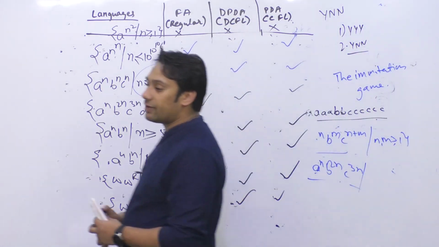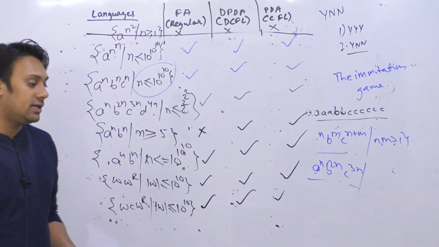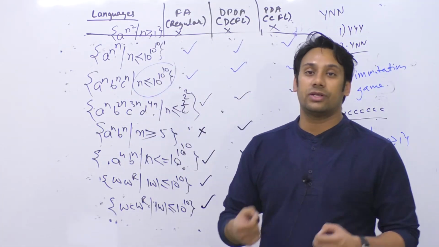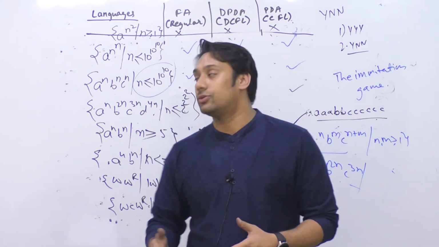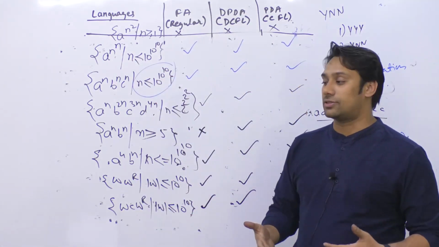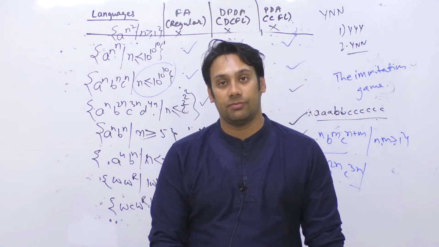So you can clearly see whenever you have a language where the length of the string is limited, I mean the number of strings in the language is finite, right? So here you can see the number of strings in the language is finite. We cannot have infinite number of strings. So if the number of strings itself is finite, then finite automata is always possible.